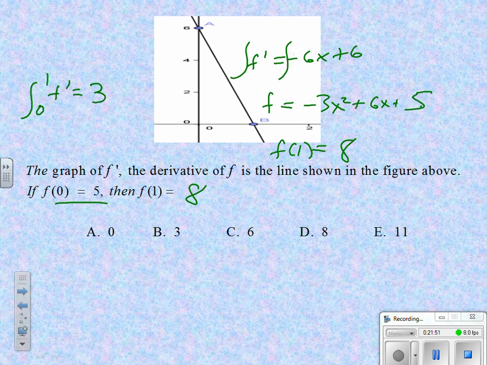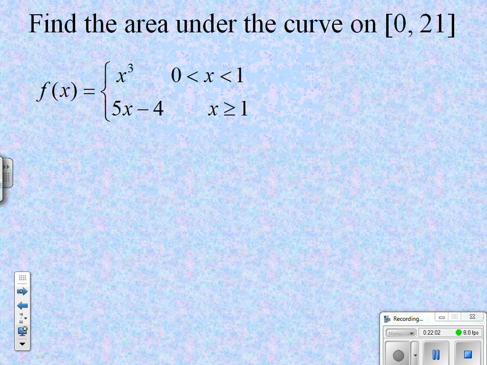This is much easier if you practice this. Not a coincidence at all. Okay, how would you integrate something like that?